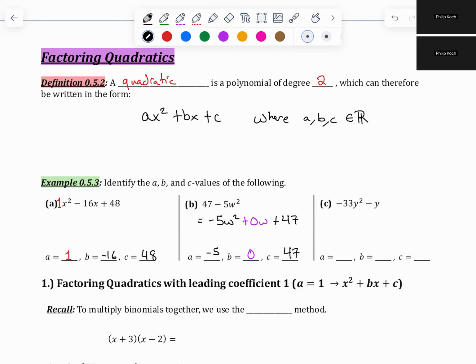And by a similar argument to part B, in part C, there's no constant term. So it's 0 as well. There's just an implied plus 0 here. So the a value is negative 33, the b value is negative 1, and the c value is 0. Any questions on that?